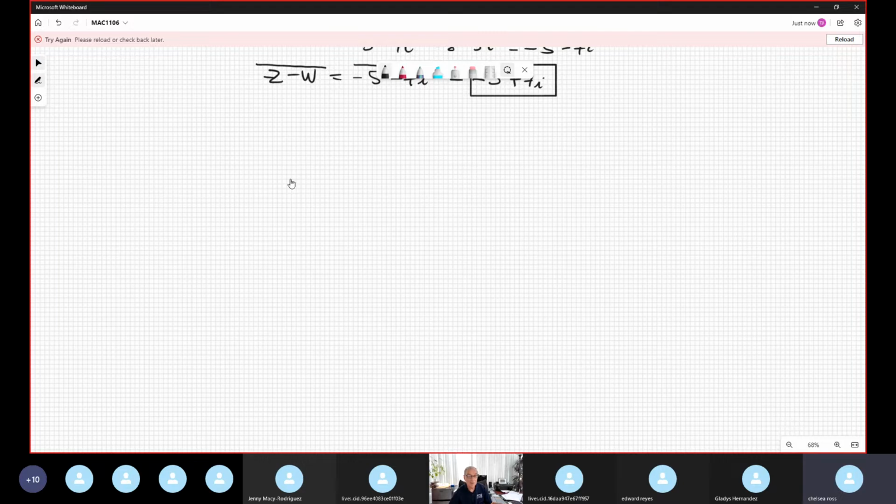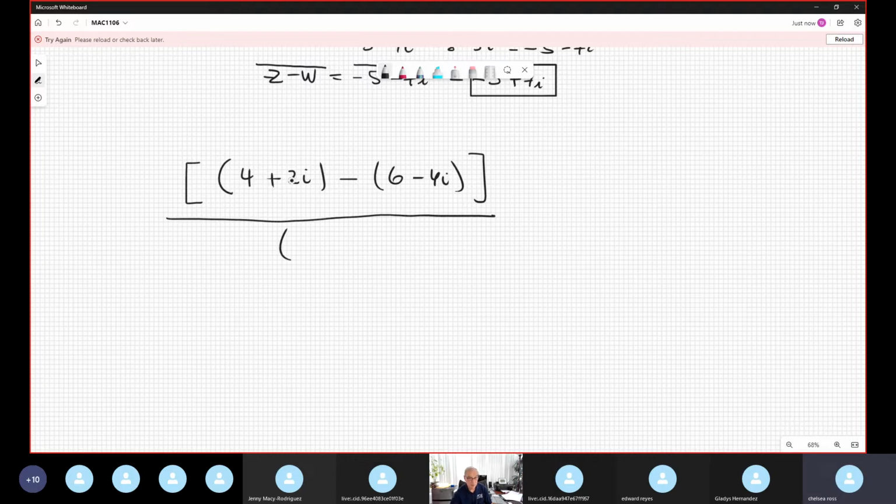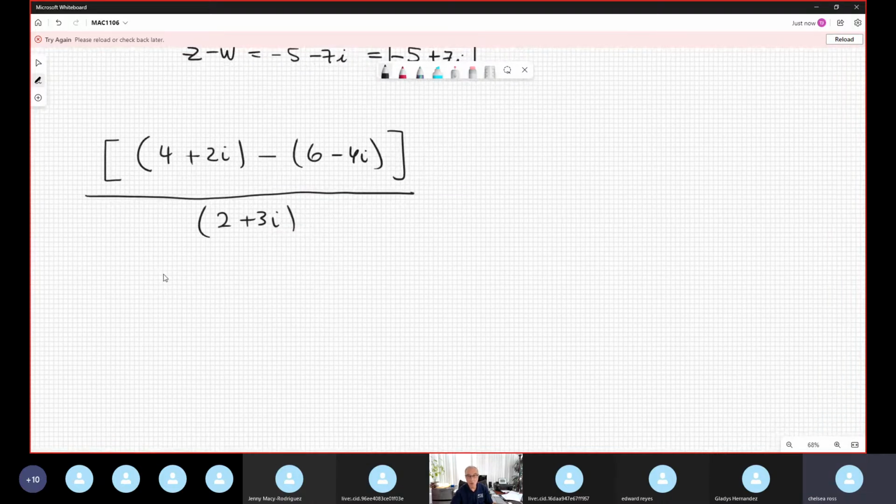Okay, the last example I propose to you is bracket, parenthesis, 4 plus 2i, minus, parenthesis, 6 minus 4i, close the bracket, division by parenthesis 2 plus 3i. What should I do, guys? According to the order of operations, when you have fractions, we can perform the operation in the numerator and the operation in the denominator completely independently. So you consider in your mind like 2 problems. And finally, of course, you divide.